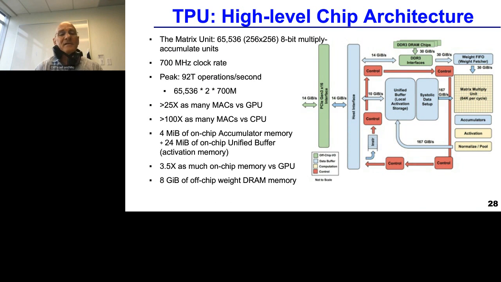The heart of this TPU is astounding to me: 65,000 8-bit multiply accumulate units, 65,000 in one chip. You're used to having a few ALUs. The clock rate isn't very fast, but when you multiply 700 megahertz times 65,000 in this chip that's been deployed since 2015, it had 90 tera operations per second. To put this in perspective, that's 25 times as many multiply units as GPUs or 100 times as many as CPUs. There's lots of memory on the chip for dedicated uses, and it has some off-chip memory as well.